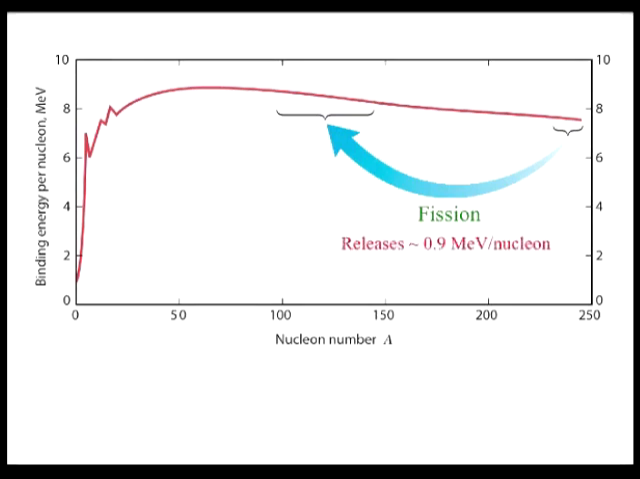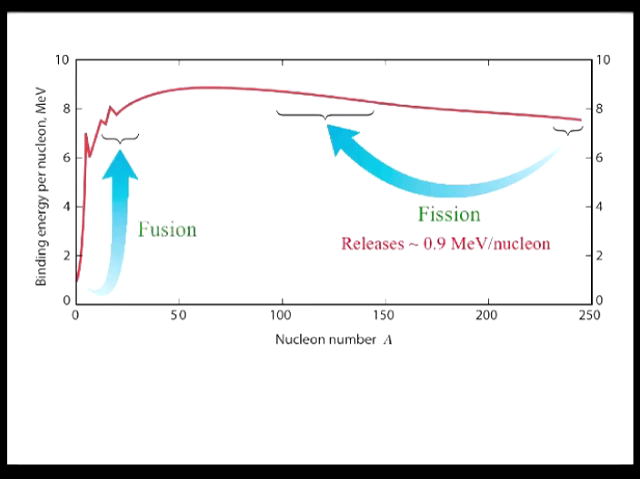A glance at the far left end of the diagram suggests another means of generating energy. Two nuclei with very low masses and relatively small binding energies per nucleon could be combined or fused into a single, more massive nucleus that has a greater binding energy per nucleon. This process is called nuclear fusion.